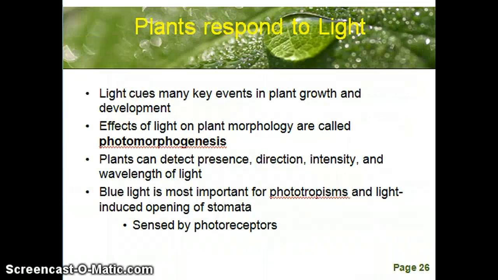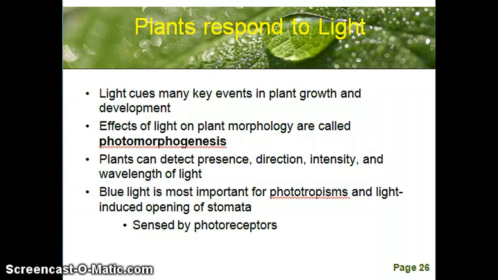So now we're going to look a little bit at how plants respond to light. Light cues many key events in a plant's growth and development, which makes sense since plants are autotrophs that are converting light energy into chemical energy. And the effects of light on plant morphology is called photomorphogenesis. Plants can detect the presence, the direction, the intensity, and the wavelength of the light.